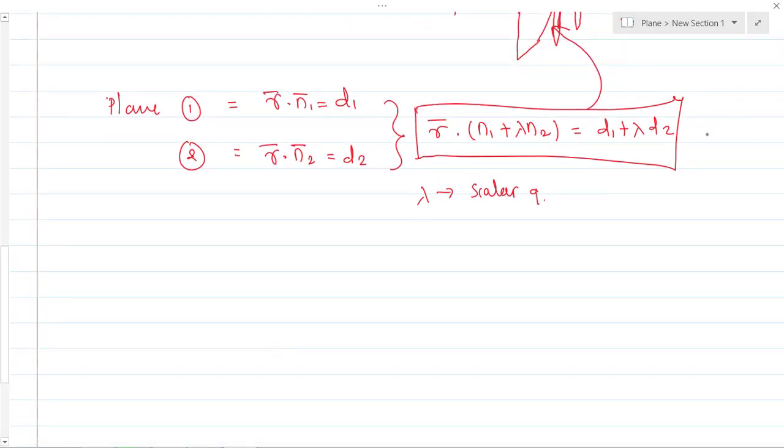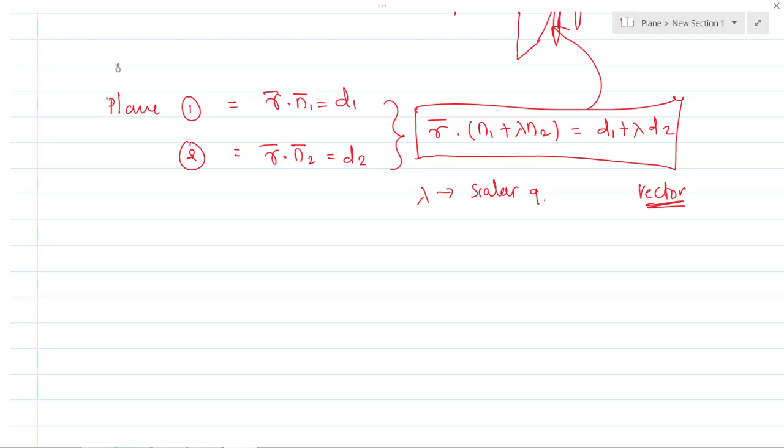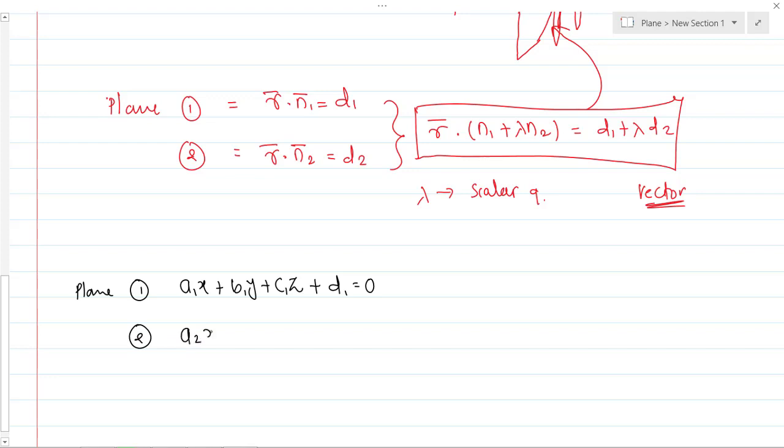This is the vector form. What will be the Cartesian form? Can you please tell me the Cartesian form equation of the plane? Plane number 1 is a1x plus b1y plus c1z plus d1 equals 0, the first equation of a plane. Next, the second equation is a2x plus b2y plus c2z plus d2 equals 0.